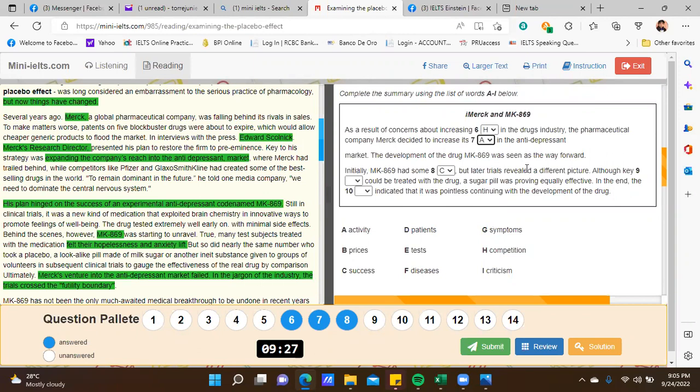But later trials revealed a different picture. Although key plan could be treated with a drug. There. Key what? Many test subjects treated with the medication felt their hopelessness and anxiety lift. Symptoms? Key. Is that symptoms? Could be treated with a drug. It's an antidepressant, guys. It's not a disease, right?